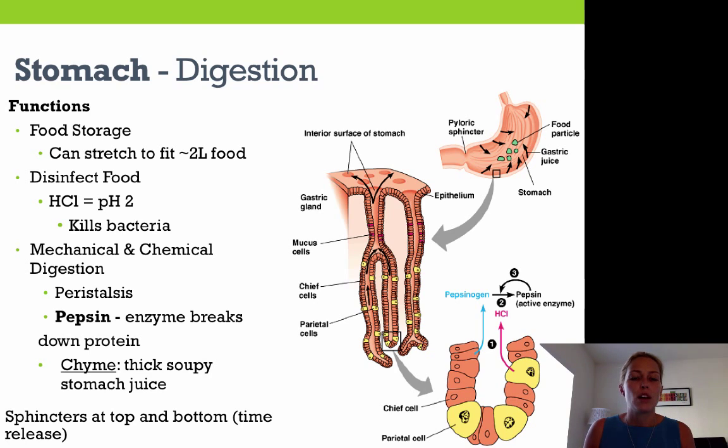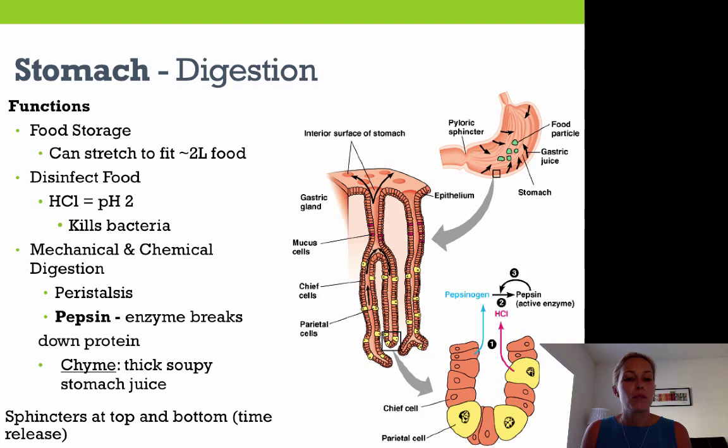Your stomach is also designed to disinfect food. So remember dropping a piece of food on the floor and picking it up and eating it anyway, maybe blowing it off. There is a chemical, hydrochloric acid, that has a pH of about 2, and it's designed to kill any sort of bacteria that might be arriving in the stomach with the food that you consumed.